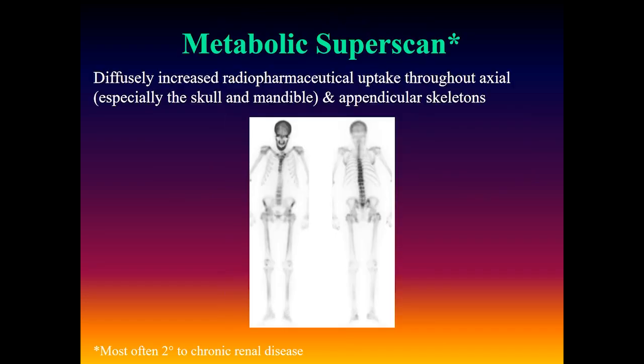This is an example of a metabolic superscan. Metabolic superscans are most often secondary to chronic renal disease, and these scans are characterized by diffusely increased radiopharmaceutical uptake throughout the axial and appendicular skeletons, and this uptake is most pronounced in the skull and mandible.